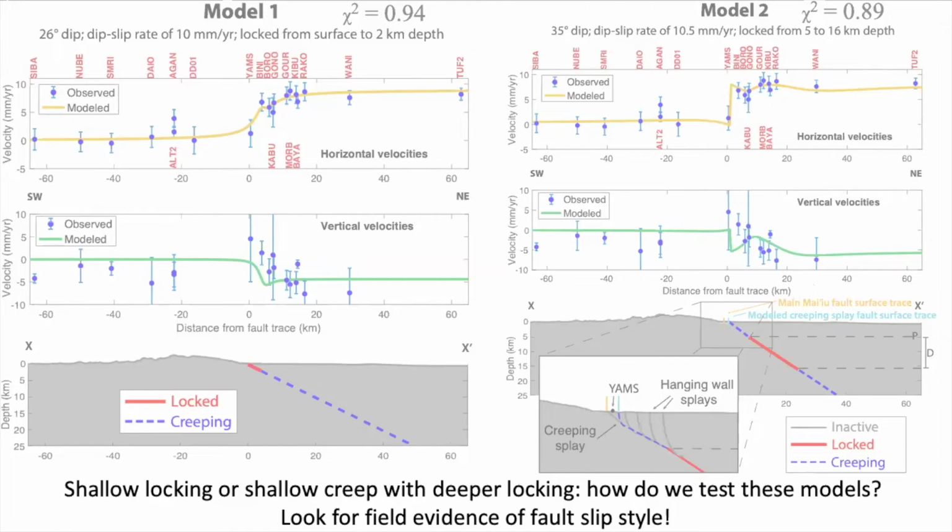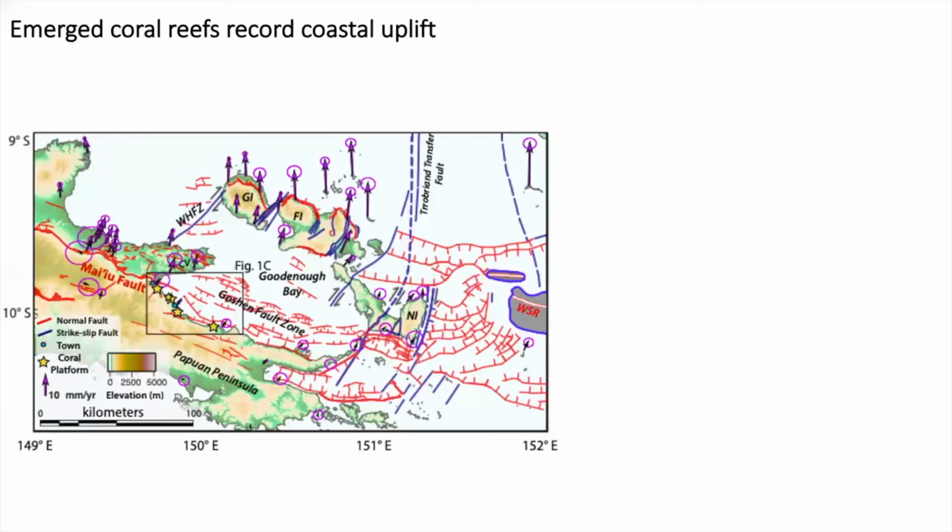Well, one way to evaluate them is to go to the field and look for field evidence of the fault slip style. One way that we can look at patterns of fault slip on the Mayu Fault is by looking at patterns of coastal uplift along the southern Goodenough Bay coastline. Here, the Mayu Fault steps offshore and parallels this coastline where we see the fault travel around through these yellow starred regions. And these stars represent uplifted coral platforms.